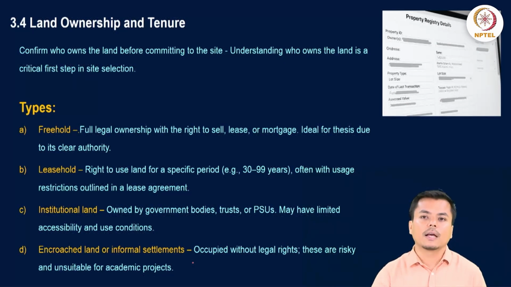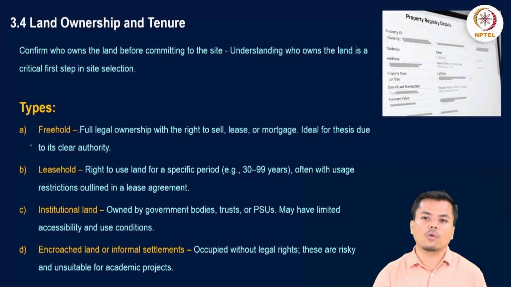It confirms who actually owns the land before you commit to the site. This information has to be with you, because if you design a government building on private land, that may not be a good site to select for a project. That means you have not done your site analysis in detail. This gives a perception to the examiner or juror that the site analysis work is not done in detail. So there are different types of land holding as mentioned here.